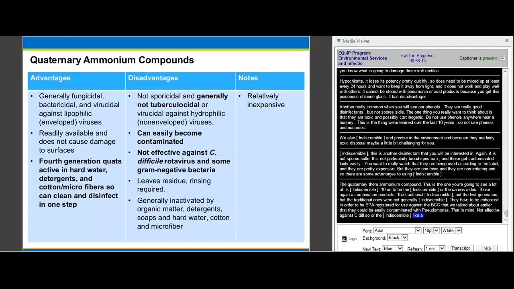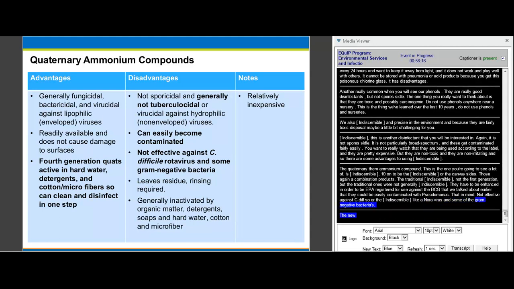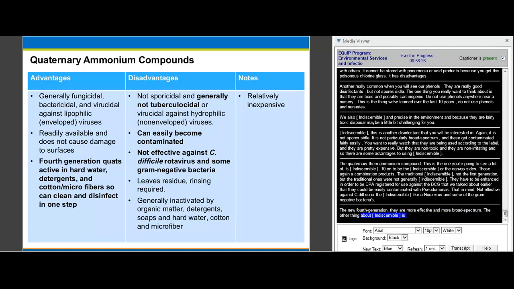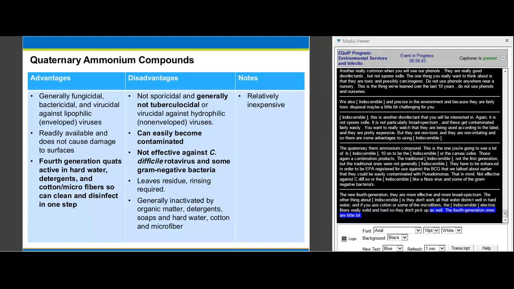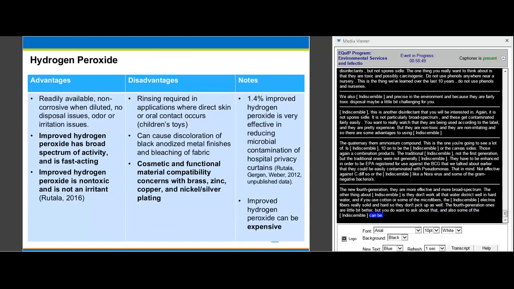Now, the new fourth-generation quats are more effective and more broad spectrum. The other thing about quats is they don't work all that well in hard water. And if you use cotton or some of the microfibers, the quat will make those fibers really solid and hard, so they don't pick up as well. Now, the fourth-generation ones are a little bit better, but you do want to ask about that. And also some of the quats can be a two-step in one process, so it will both clean and disinfect, particularly with those wipes.